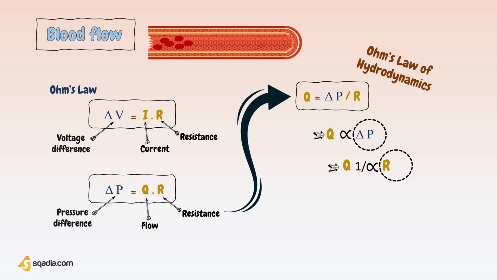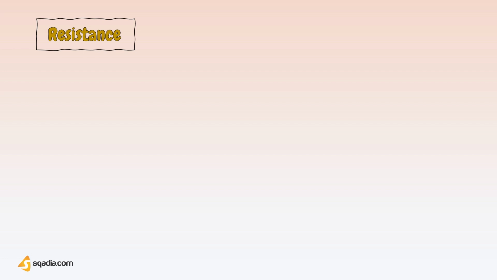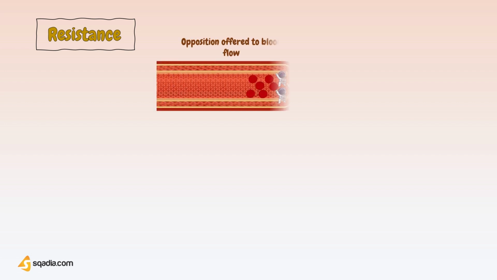Now, to better understand this equation, we need to understand two concepts here: delta P, that is the pressure difference, and R, that is the resistance throughout the vasculature, as they both influence the blood flow directly. So, let's talk about resistance first. Resistance is defined as opposition offered to the flow of blood. That means blood does not flow simply like water through a pipe, but there are many factors involved that offer resistance to this blood flow.